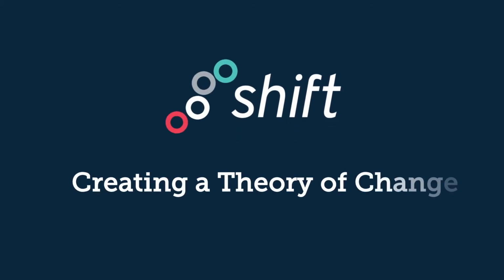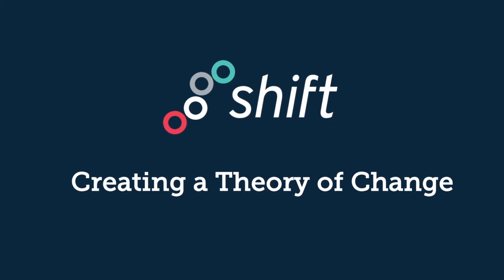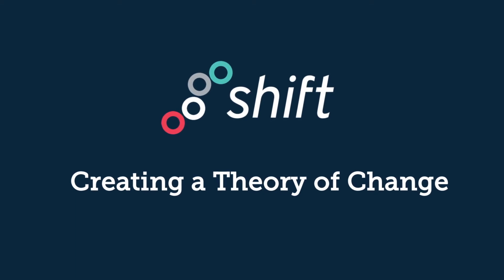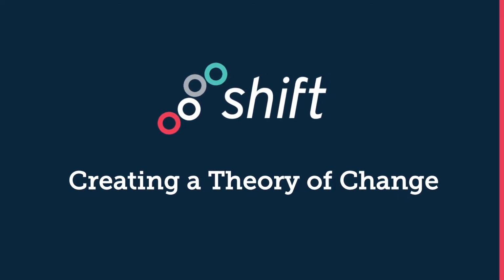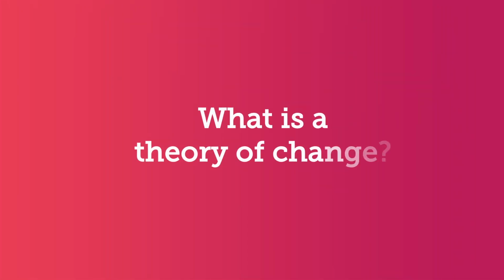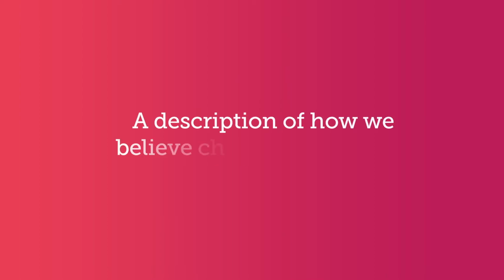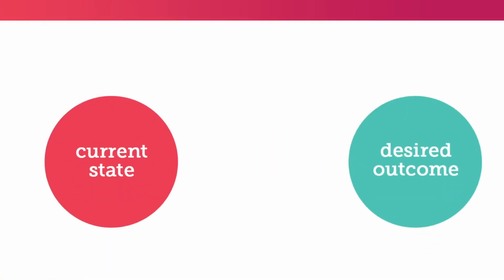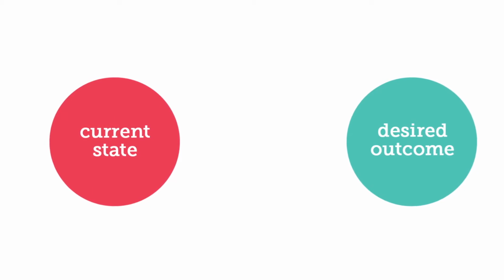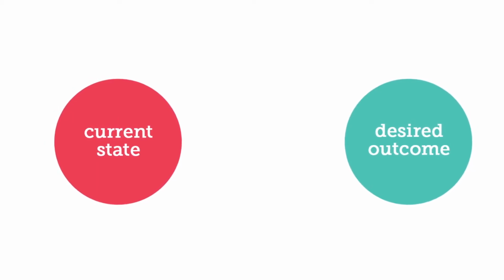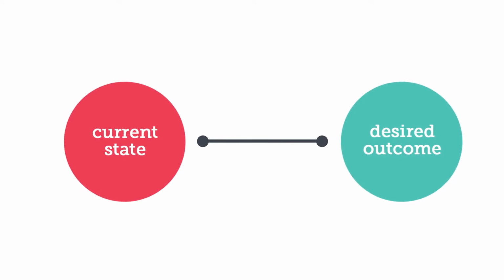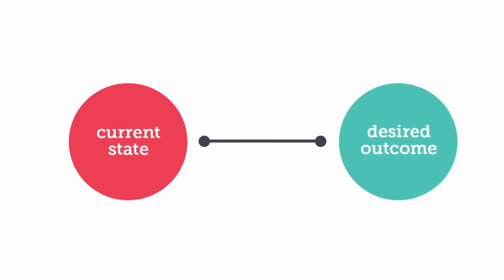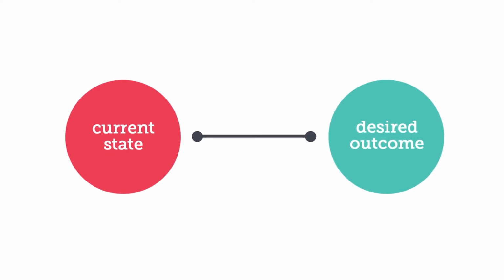In this module, we'll focus on theories of change, and more explicitly, the role that key driver diagrams play in realizing your vision and achieving your intended outcomes. What is a theory of change? A theory of change is a description of how we believe change will happen. It fills the gap between the current and desired state, illustrating how our collective actions will actually lead to the desired outcomes. In short, it makes visible our beliefs about how we expect change to happen.